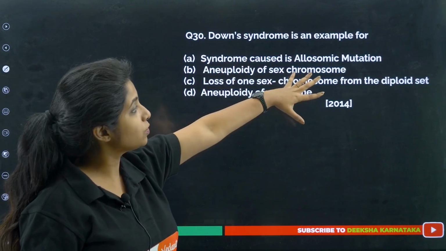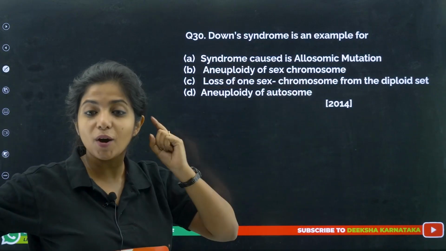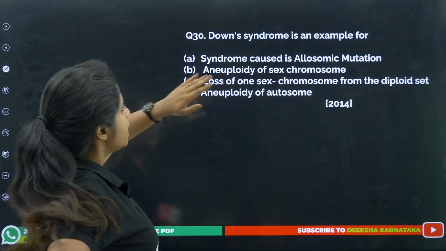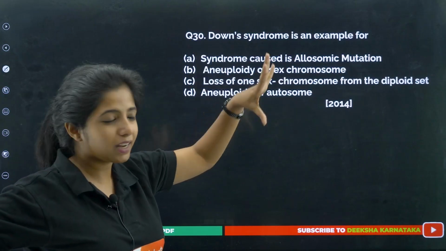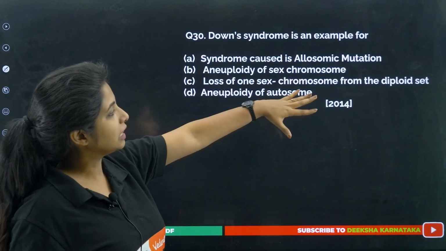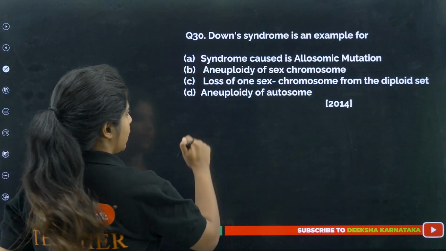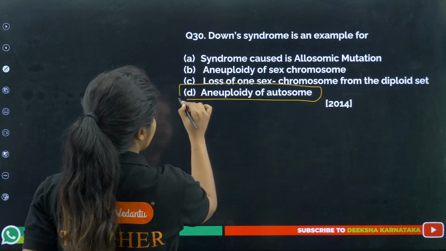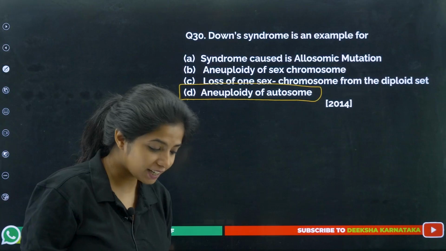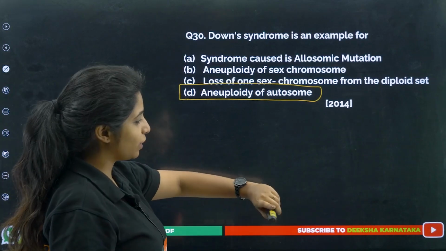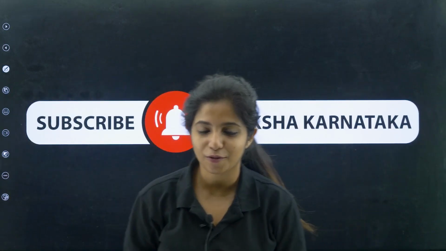Now the 30th question: Down syndrome is an example of what? Syndrome caused by allosomic mutation? Allosomic, no, it is autosomal, chromosome number 21. Aneuploidy of sex chromosome? Again not sex chromosome. Loss of one sex chromosome from the diploid set? No. Aneuploidy of autosomes, this is correct. There is a gain in one autosome. This was a 2014 question, and with this we are going to end the questions.